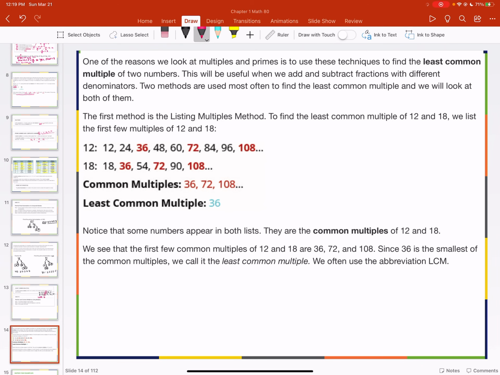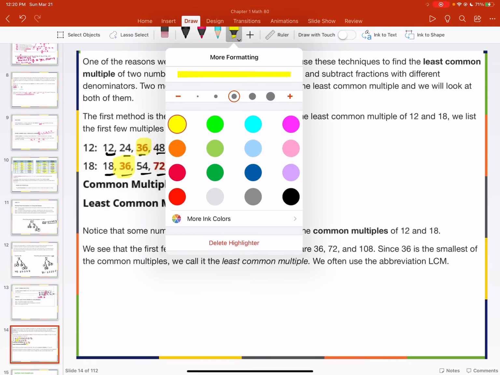Okay, so let's see. Let's do an instance of 12 and 18. So 12, we have the multiples, sorry, not factors, multiples. 12, 24, 36, 48, 60, 72, 84, 96, 108. And if I list the multiples of 18, I get 18, 36, 54, 72, 90, and 108. The ones that are in common are 36, 72, and 108, but the least one is 36. That's the least common multiple. So a number can have more than one common multiple, but the least possible is what we're interested in.